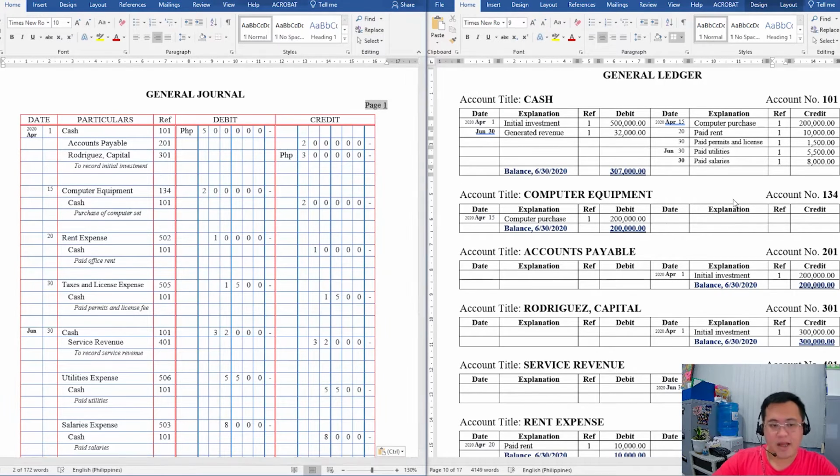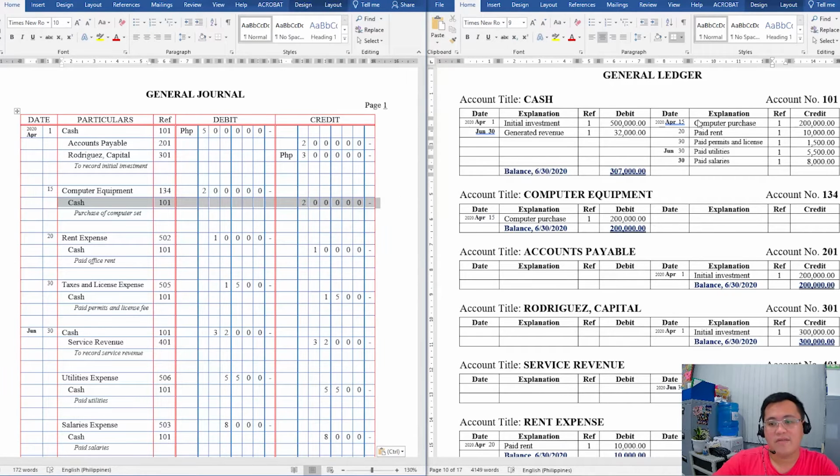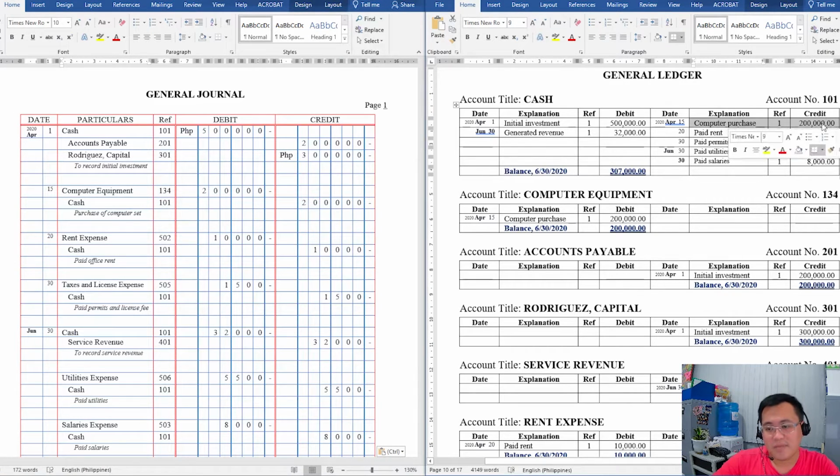Okay? So let's move to the third entry. But before we begin the third entry, we forgot to post our cash credit of 200,000 pesos. Therefore, we also have a credit of 200,000 pesos for the computer purchase. Okay?